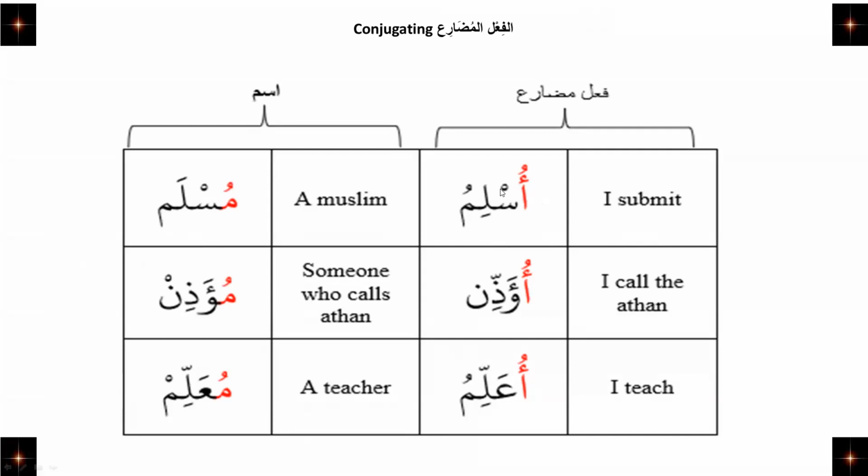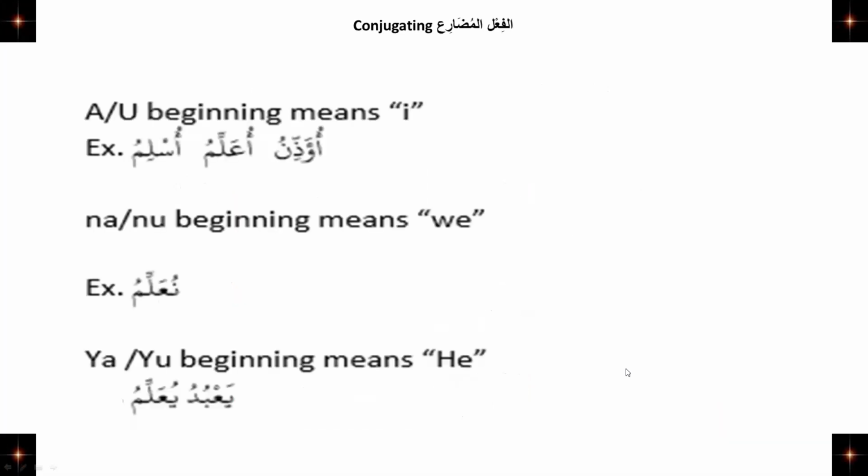Sometimes somebody will see a word and be confused. Muslimun and uslimu, for instance, or u'adhdhinu and mu'adhdhin, and u'allimu and mu'allim. Then you wonder, how do I know if this is a fi'il? This is an ism, this is a fi'il, and that fi'il is mudari'. Some of the clues.